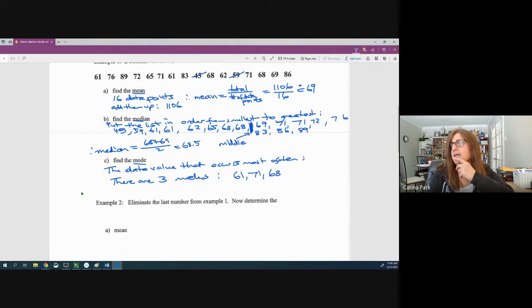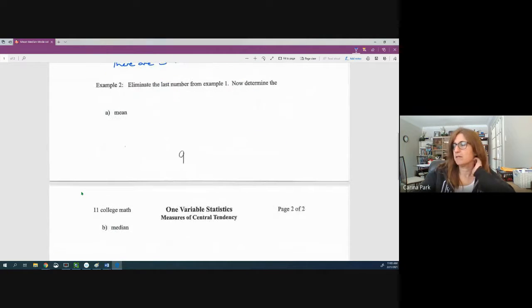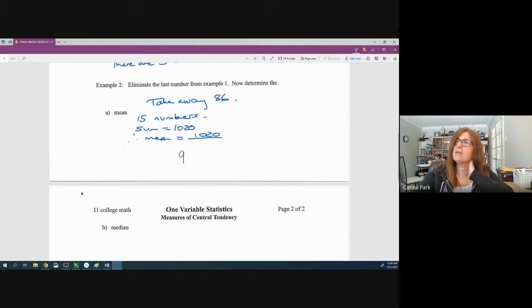Example 2 says eliminate the last number from example 1. So that would be this 86 on the end. So get rid of the 86 and then find the mean, median, and mode. So just very quickly, if you take away the 86, then there's now 15 numbers. The sum of all the numbers, when you add them all up, is just the total from question 1 minus 86. So the sum is 1020. Therefore, the mean is 1020 divided by 15, which is 68.